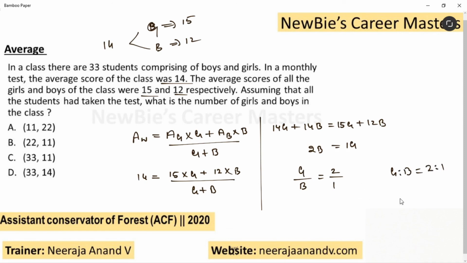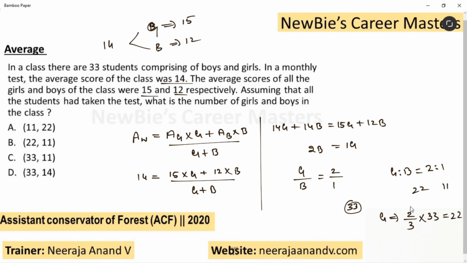After getting this, it is very simple. Total 33 are there. Split this in terms of 2:1 ratio. Answer is 22 and 11. If you don't know how to split this, the technique is very simple. See, for girls, 2 out of 3 into 33, we get 22.